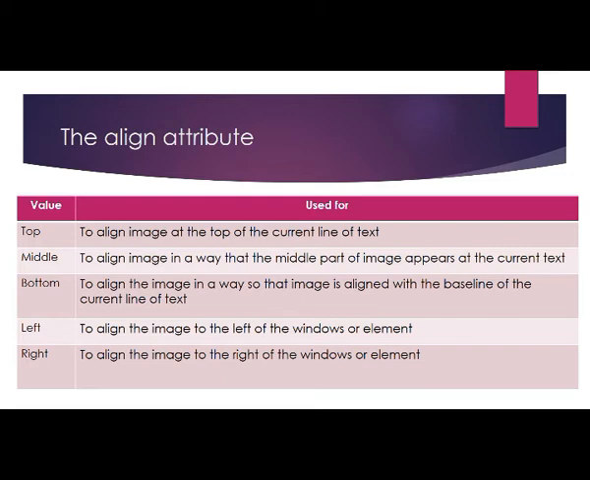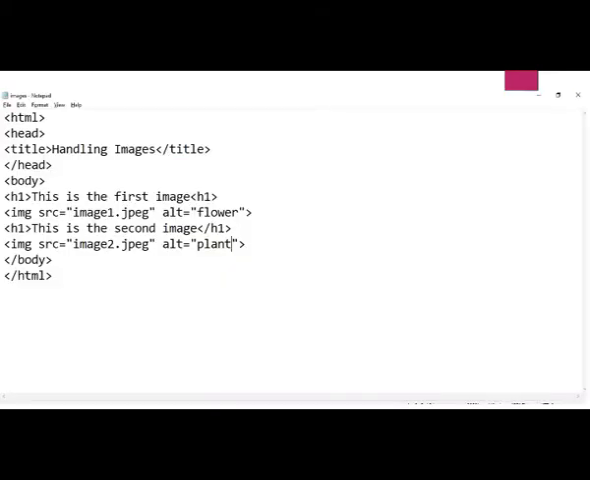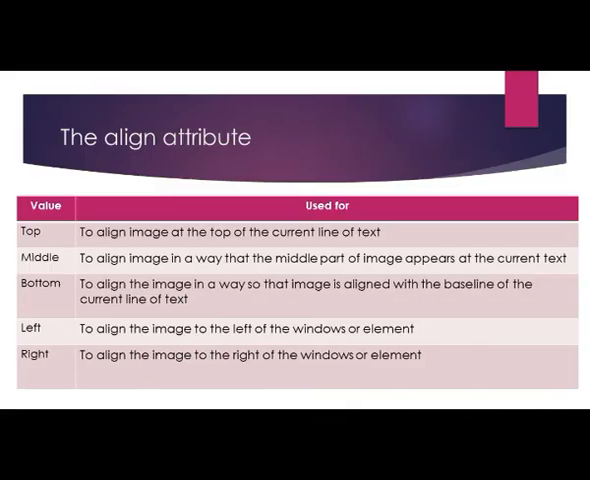Second is middle. If we use this value in the align attribute, it aligns the image in a way that the middle part of the image appears at the current text. Third is bottom. It is used to align the image so that it is aligned with the baseline of the current line of text. Next is left. It is used to align the image to the left of the window or element.